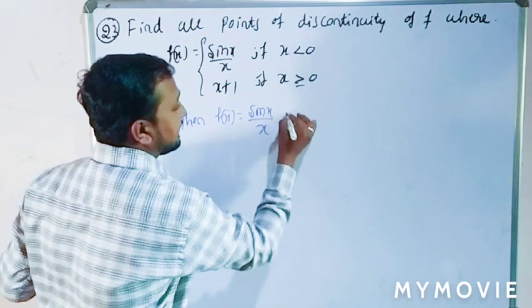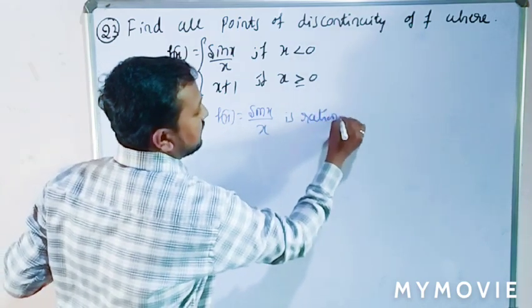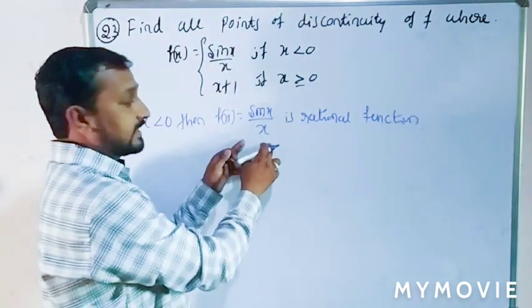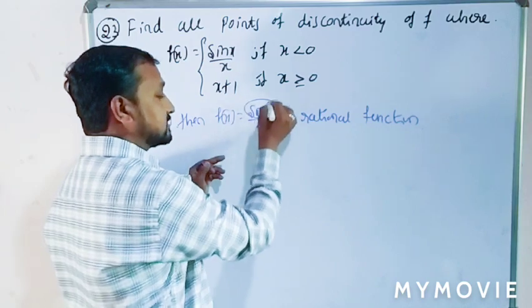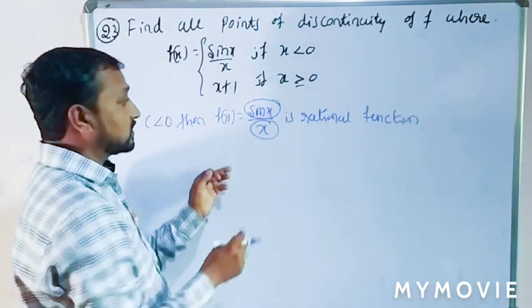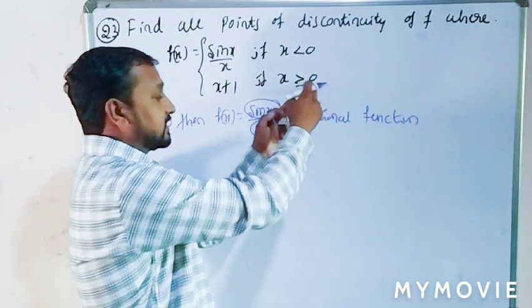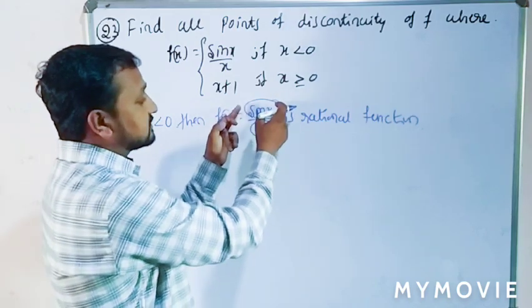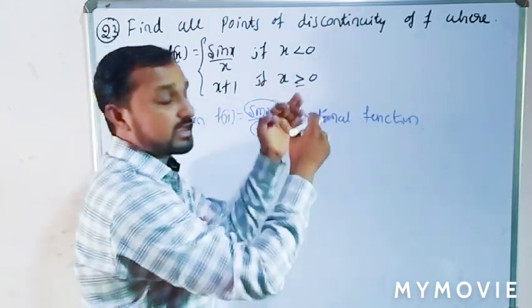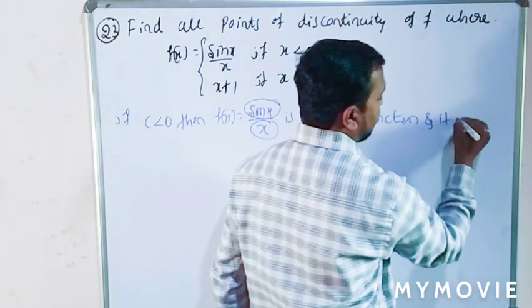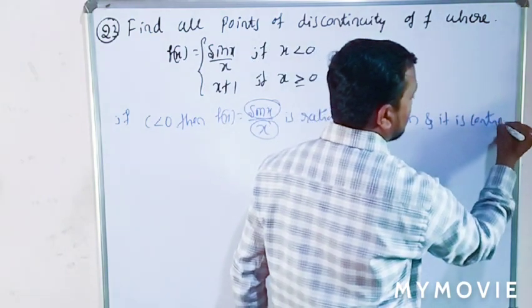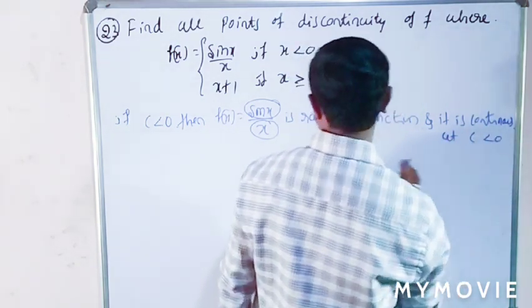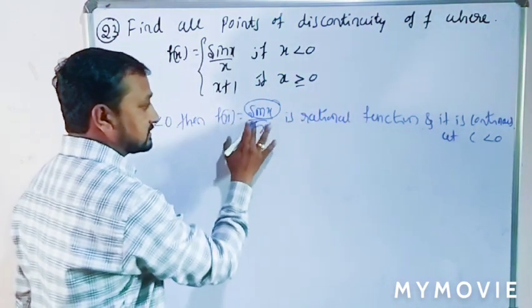Sin x divided by x is a rational function. It is clear that it is a rational function. Here sin x is continuous, x is also continuous. So p of x is a continuous function, q of x is also a continuous function. Then by using the algebraic rule, sin x divided by x is a rational function and it is continuous at c less than 0.